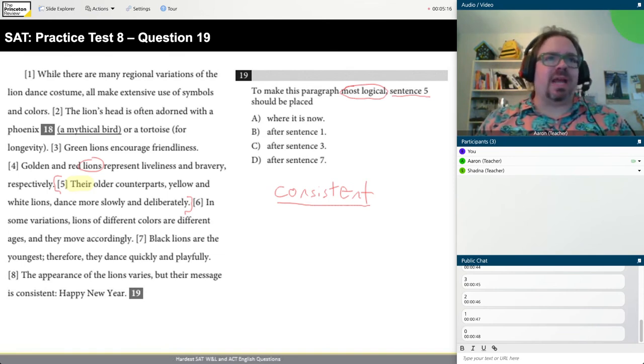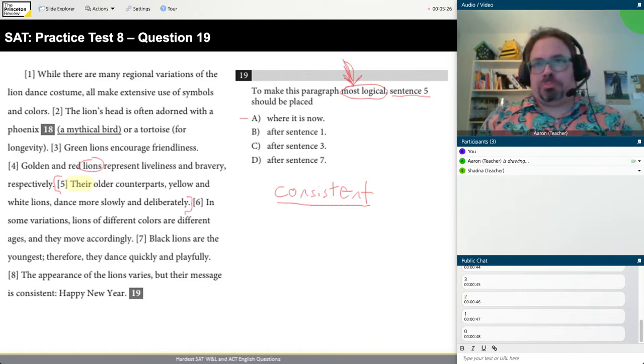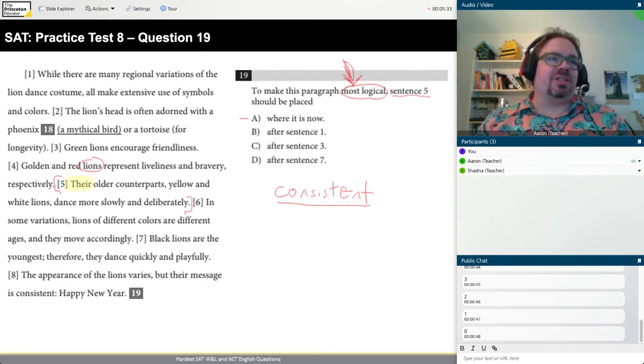Okay, so where it is now, it's not a slam dunk, and we always want to be working process of elimination because we're looking for the best answer, the most logical, not just logical. Right now, that seems good. After sentence 1: "While there are many regional variations of lion dance costume, all make extensive use of symbols and colors." Well, there are no counterparts to the yellow and white lions in sentence 1, right?